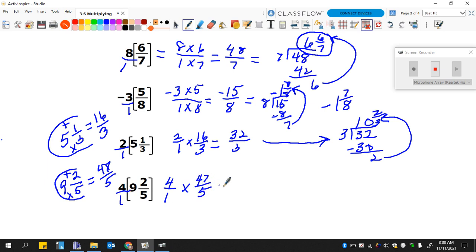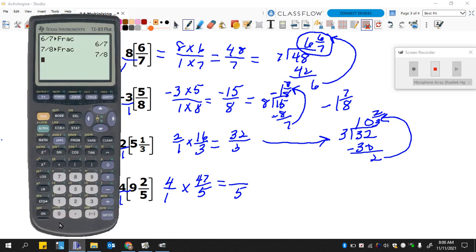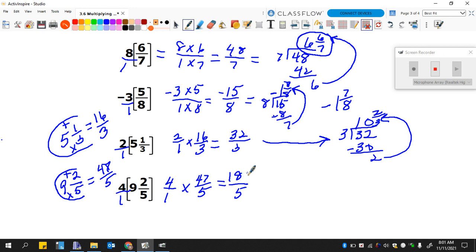4 times 47, and we know that 1 times 5 is 5. For 4 times 47, we'll get the calculator out for that. 4 times 47 is 188. So that's 188 over 5. Divide that. 5 goes into 188.